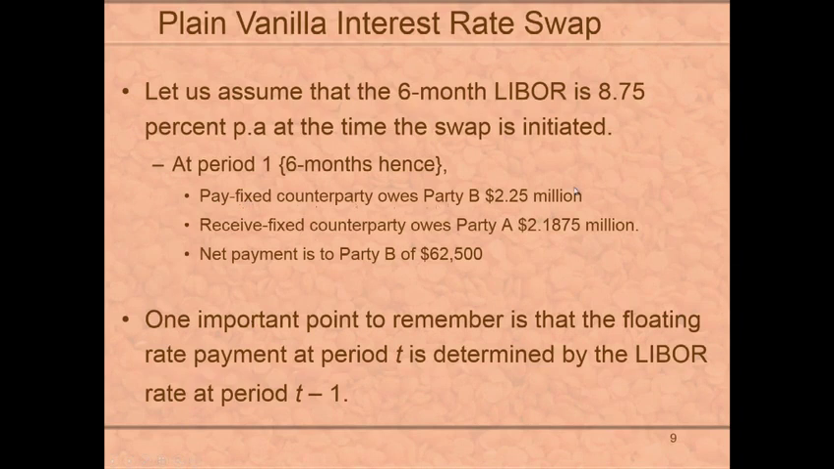So the fixed payer pays 2.25 million and the floating payer pays 2.185 million. So this is basically 9% times 50 million divided by 2, and this is basically 8.75% times 50 million divided by 2. Difference of 62,500 netting off. Any question?